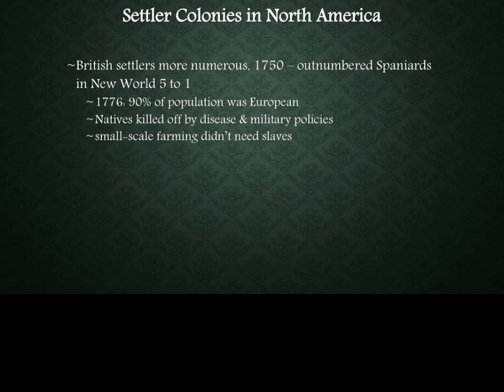By 1776, notice the year there, about 90% of the population in North America was European. 90%. The natives were killed off by disease or military policies. And the small-scale farming that existed specifically in New England, New York, and Pennsylvania really didn't need slaves. They weren't these large plantations of hundreds and hundreds of acres. We're talking small-scale farming. But the pure settler societies also came with little racial mixing.